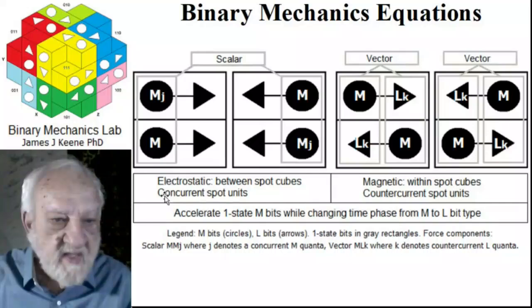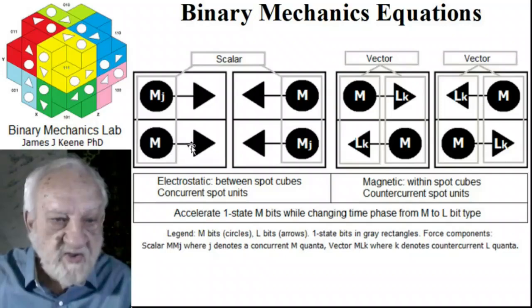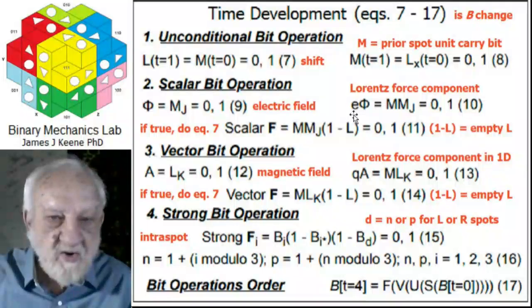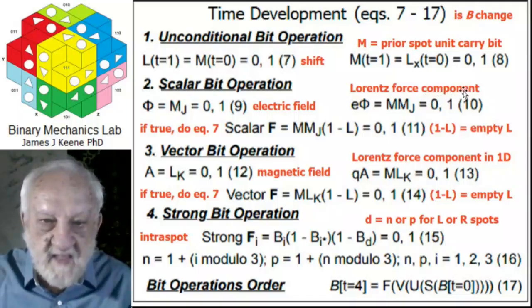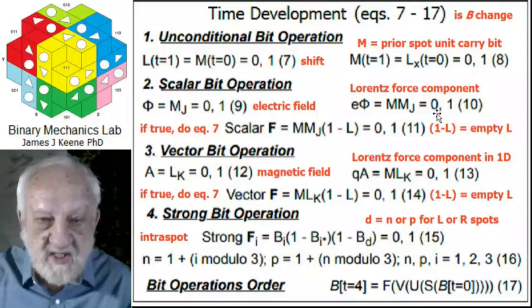In this diagram, we can define 2 types of arrangement of spot units, which are the concurrent, which are going in the same direction, and that applies for the scalar bit operation, where our potential is M sub j, which is right next to the quanta that will move to the L position if M sub j is in the 1 state. Now the product, or AND function, of E phi is a Lorentz force component and is simply the AND function or the product. You notice those are the same things, AND function and product, and so that product is going to equal 0 or 1.